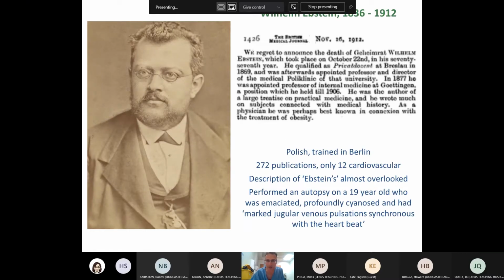But this is the man himself. This is Ebstein, who was Polish, trained in Berlin, and was quite a prolific academic with nearly 300 papers, but only 12 of those were cardiovascular, and his description of Ebstein's was almost overlooked, even though that's what he's now most well known for. His original description was of a 19-year-old who died, on whom he performed an autopsy. This 19-year-old was described as emaciated, profoundly cyanosed, with marked jugular venous pulsations synchronous with the heartbeat.